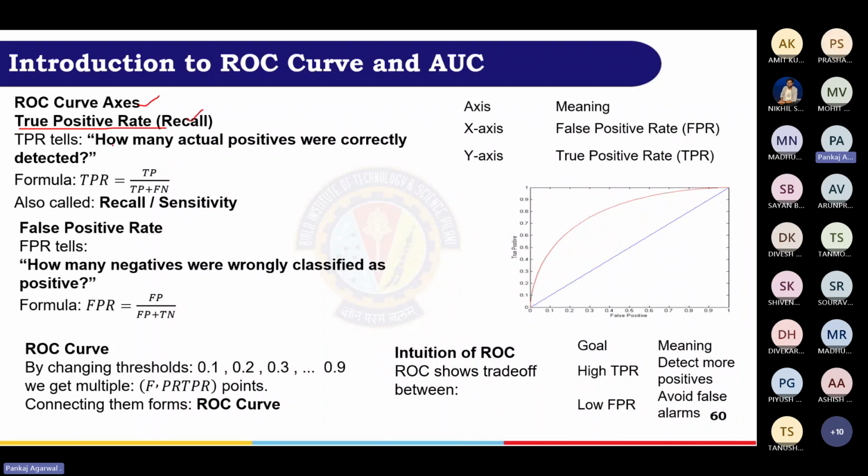True positive rate means how many actual positives were correctly detected. Out of the total positive cases, how many were actually predicted? And false positive rate, how many negatives were wrongly classified? Out of the negatives, how many were wrongly classified as positive? You got this? Either you learn in terms of these terms, which is difficult to remember, or not. It is absolutely your choice.